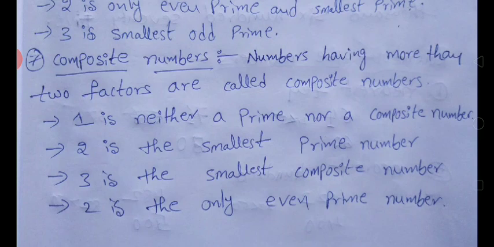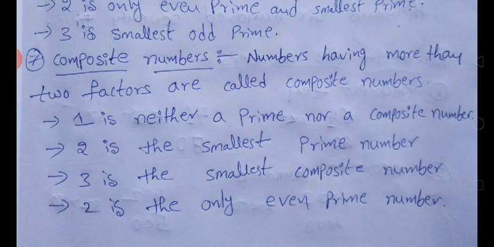Next, composite numbers. So composite numbers are nothing but numbers having more than two factors. More than two factors. Up to how many factors, we do not fix, but the minimum has to be 3, more than 2. The numbers having more than two factors are called composite numbers.